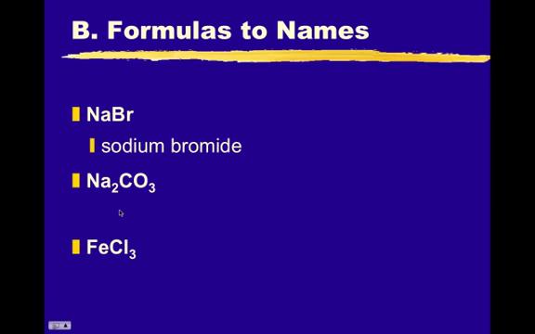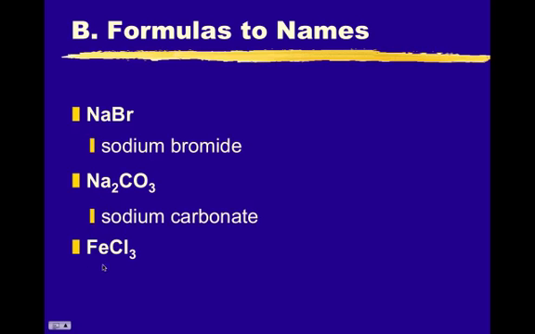Alright, the next one. We have sodium, then we have a polyatomic ion. For polyatomic ions, we have to go to the back of our periodic table. If you look up CO3, you're going to see that CO3 is carbonate. So we end up with sodium carbonate.